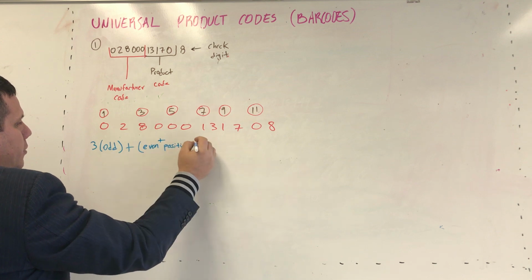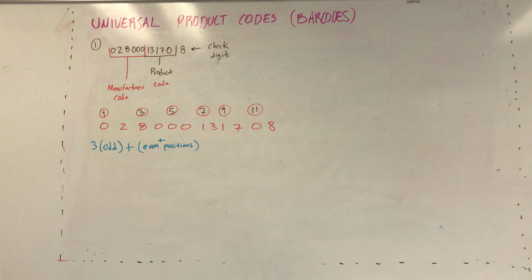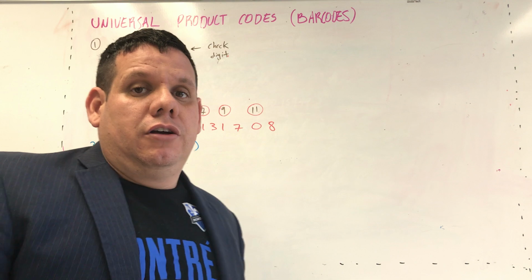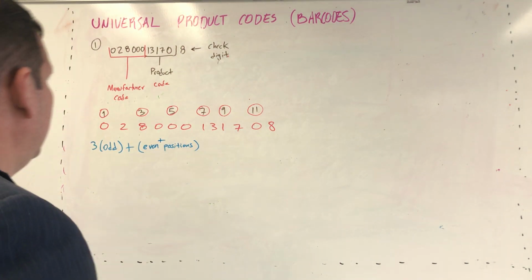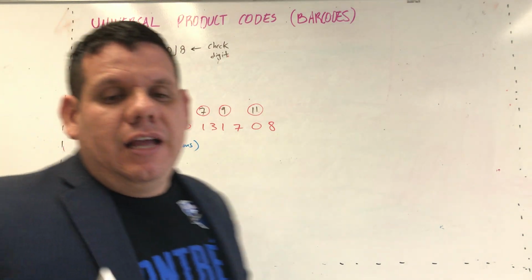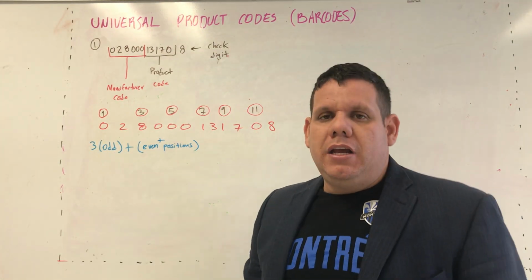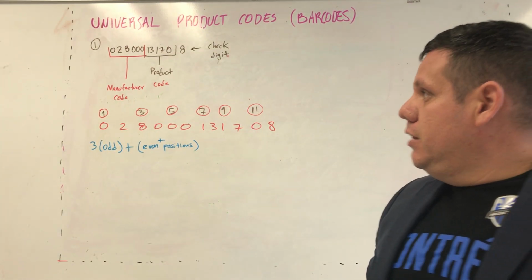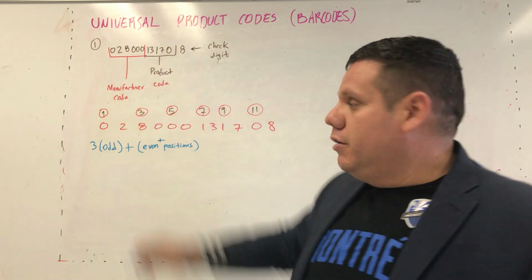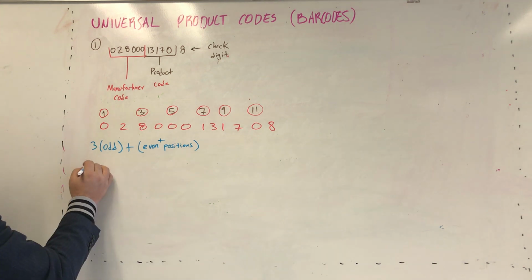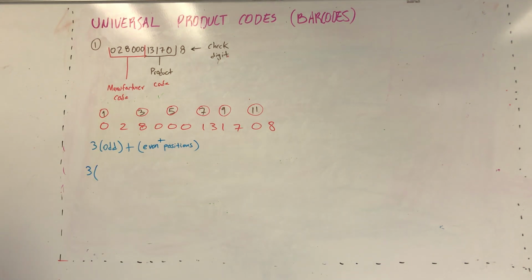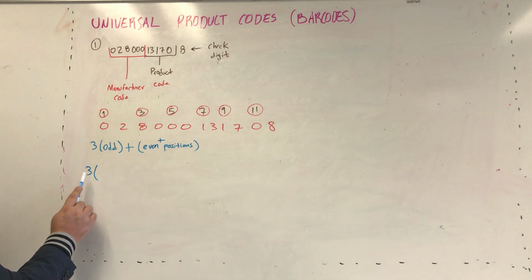Okay, this is an addition. All right, so how does it look when we actually work with this? Let me tell you something. The addition of this should be a number ending in 0 in order to have a valid code. So the addition should be something ending in 0. Let's work with all the odd positions first, and we need to multiply them times 3.